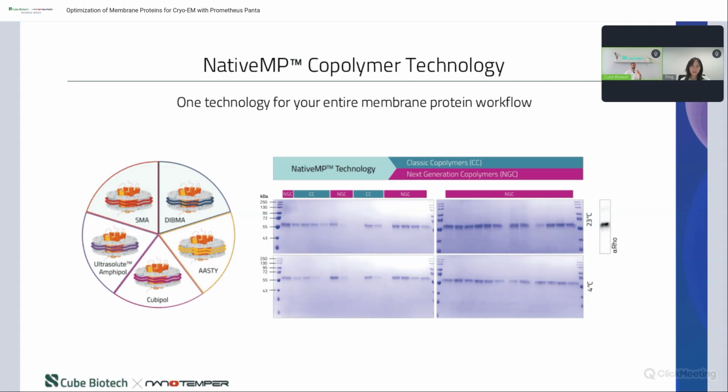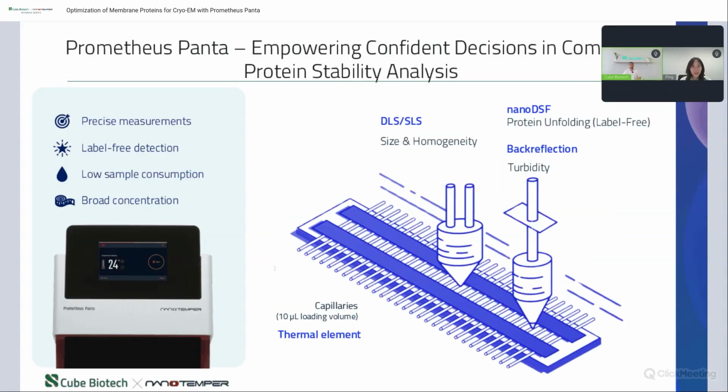But before we dive deeper into the case studies, Ping, can you give us a nice introduction to the Prometheus Panta and tell us why this fits so well together with our copolymer platform? Yes, with pleasure. So Prometheus Panta is the analytical toolbox of today's workflow. This instrument was designed specifically to support comprehensive protein characterization, including complex formulation and stability decisions. So it is also very well suited for membrane protein research, especially for nanodiscs.